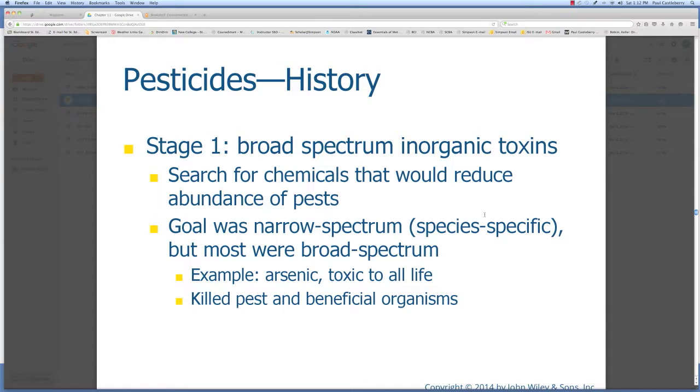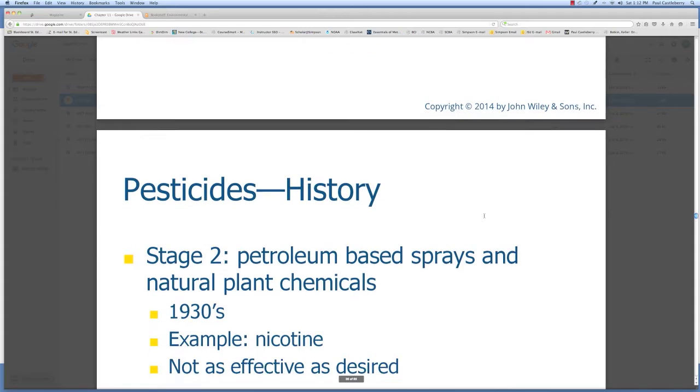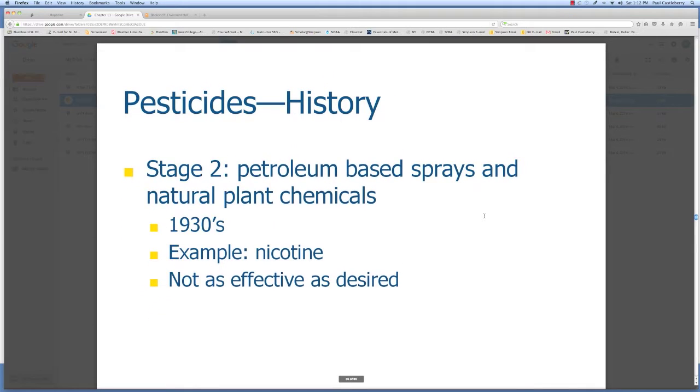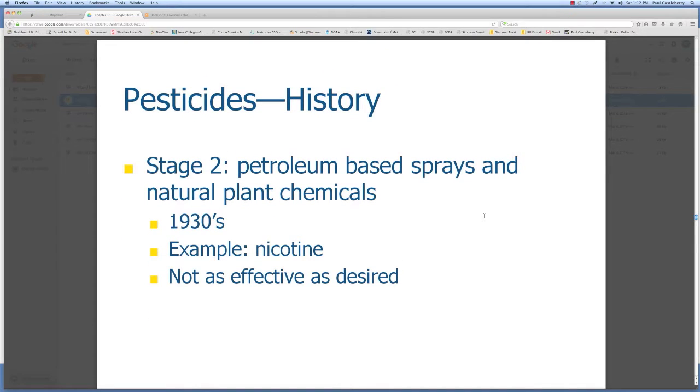I would suspect one of those would be some of the microbial type of organisms that would help fix nitrogen into usable forms. So that wasn't so successful. Stage 2, we came up with petroleum-based sprays and natural plant chemicals. That was in the 1930s. And they found that actually nicotine could help prevent some pests, but it wasn't as effective as they had hoped.